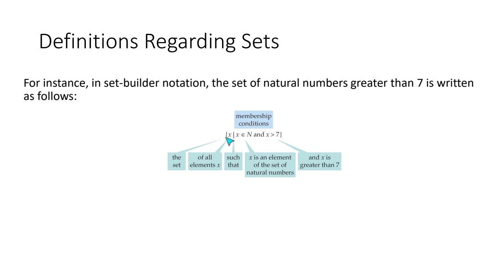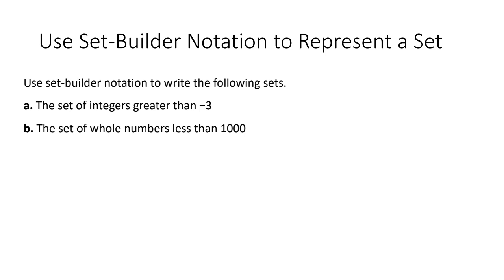Okay, so this is how we would write that. So again, since you have braces, that tells you it's a set. We're looking at all elements of x. The vertical line here tells you such that. Then we know that x belongs to the natural numbers and that it's greater than 7. Okay, so that is how we would read the set builder notation. So let's do a couple of examples. Use the set builder notation to write the following sets. So it says the set of integers greater than -3.